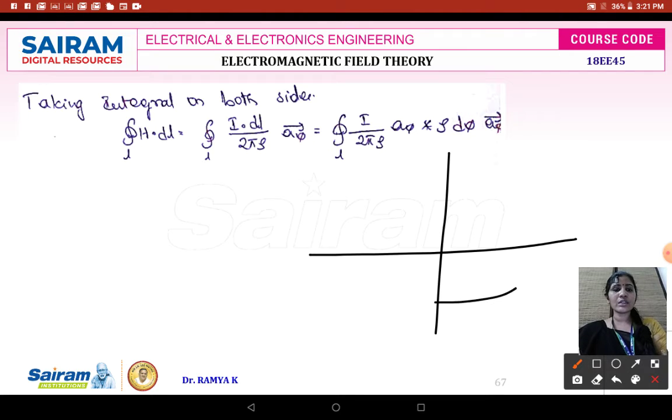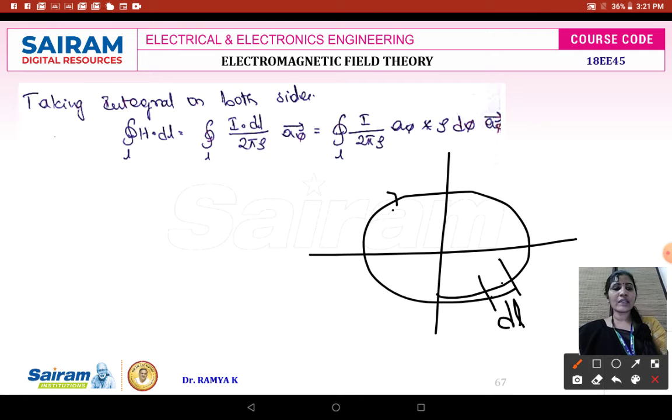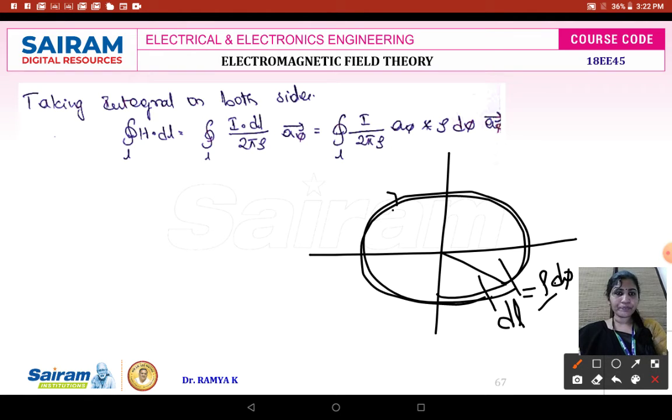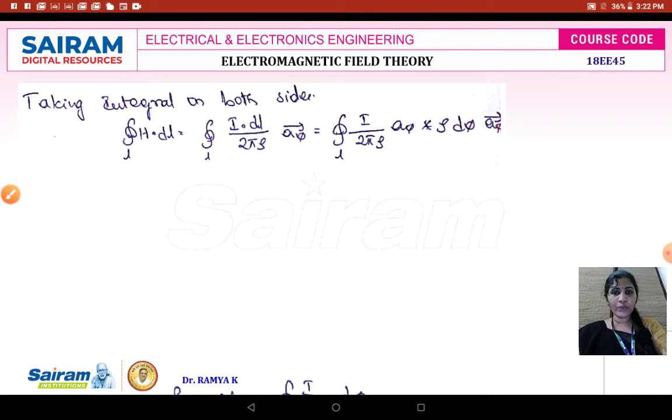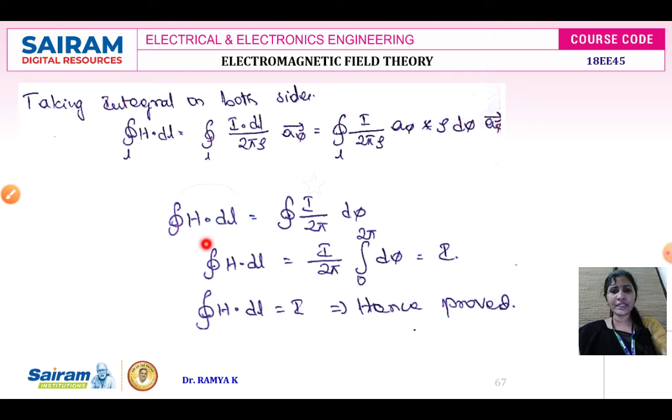So when you consider this, it is going to be the circular coordinate system, and it is going to carry the current. If you consider a differential elemental length dl over here, this dl can vary all over this 360 degree. Therefore, dl can be written as rho into d phi, where rho is nothing but the distance from origin to the point under consideration. Therefore, we can write dl is equal to rho into d phi. Simplifying the equation, we will get the integral over the closed line H dot dl is equal to I. So hence it is proved that in Ampere's circular law, the magnetic field intensity in a closed loop is equal to the current enclosed in that path.